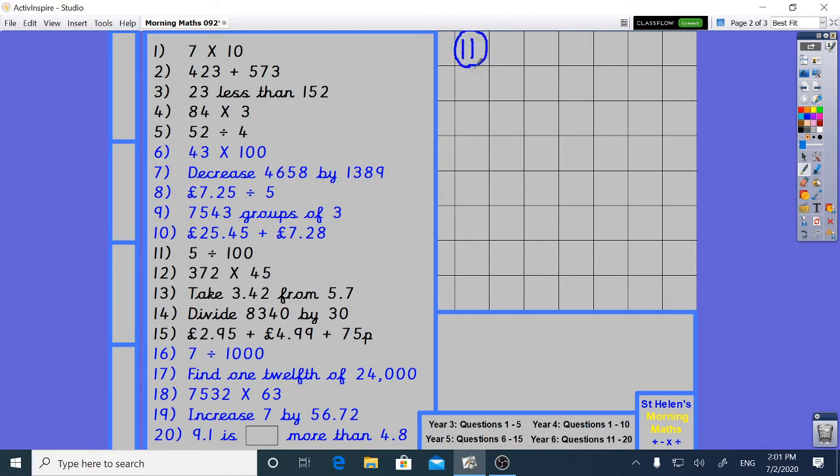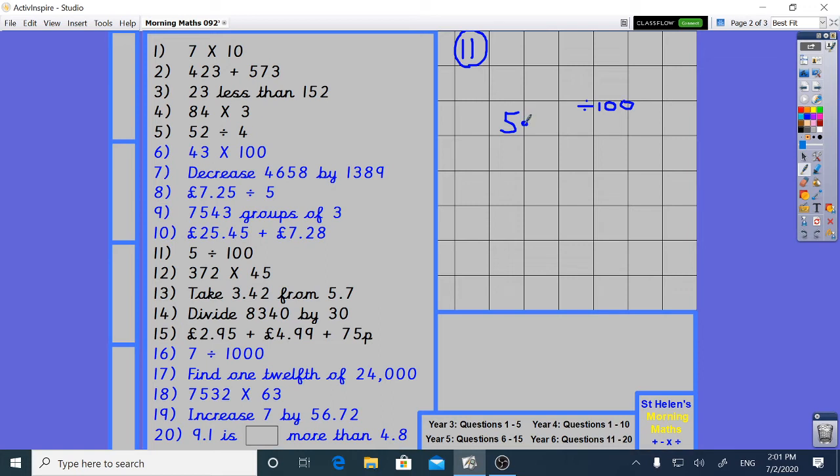11. 5 divided by 100. I'll do this with the moving method. Because we're divided by 100, which has 2 zeros on it, 1, 2, I will make it 2 places smaller. 5 doesn't have a decimal point. This is one of the most important things in maths. If I say, if a number doesn't have a decimal point, where does it go? You should say at the end.